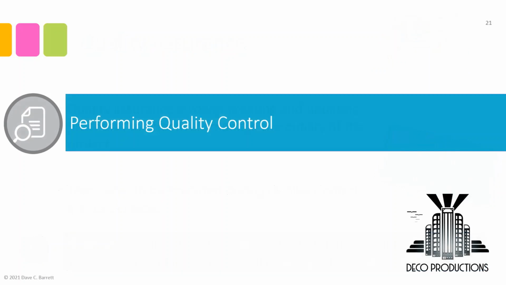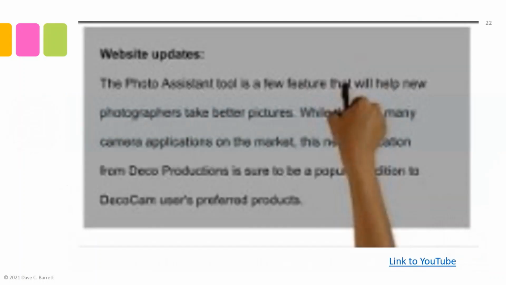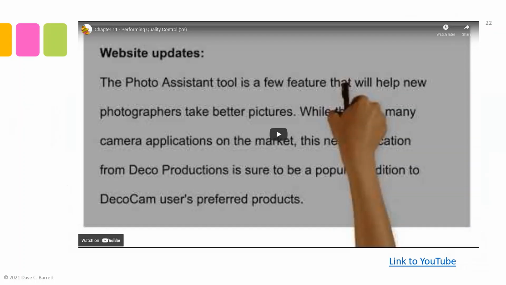Okay, our next step and our last step for discussing quality during the executing phase is performing quality control. So we're going to view what happens during the quality control process during our case study project.